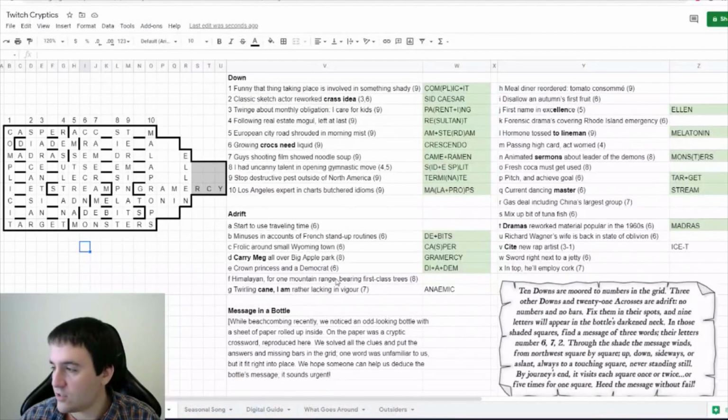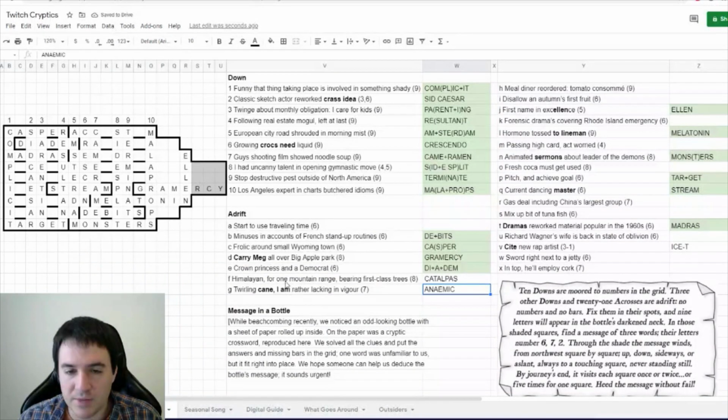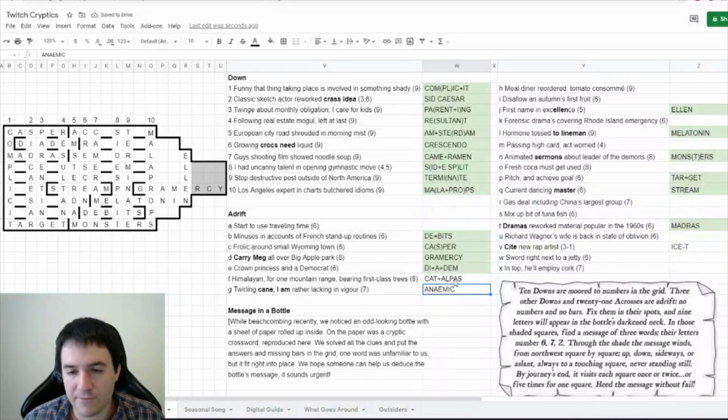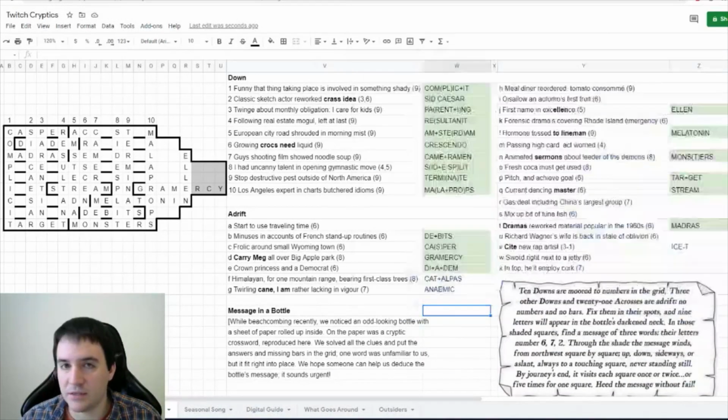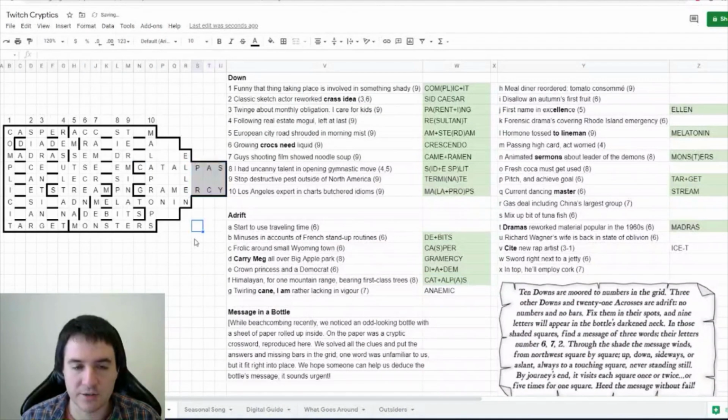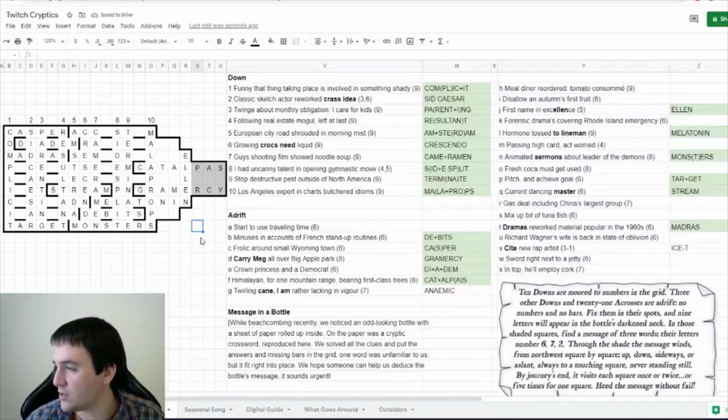Citizen Raw figured out catalpa. So Himalayan was a cat. The mountain range is the Alps. Bearing first class is just the letter A. And a catalpa, this is a catalpa. I think it goes here. We haven't duplicated any letters in the bottle yet, so I feel pretty good about that.